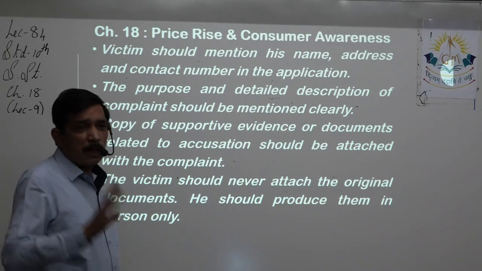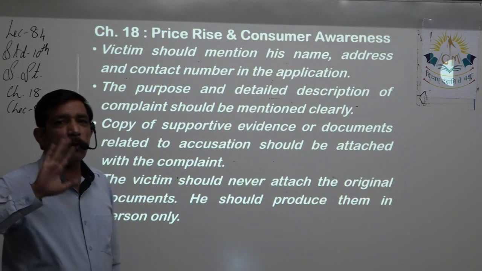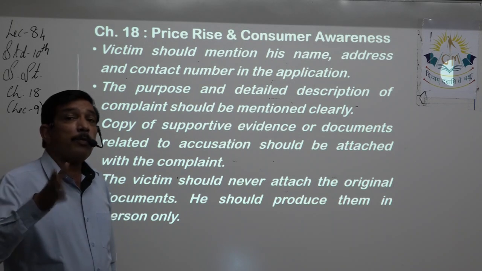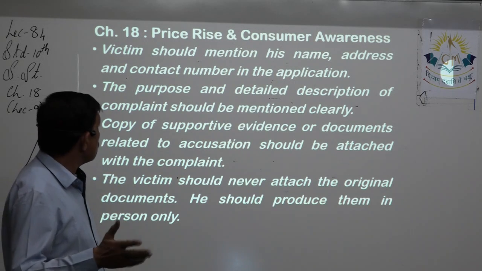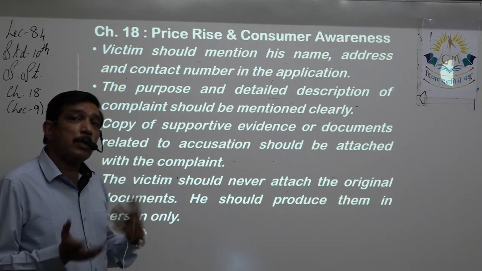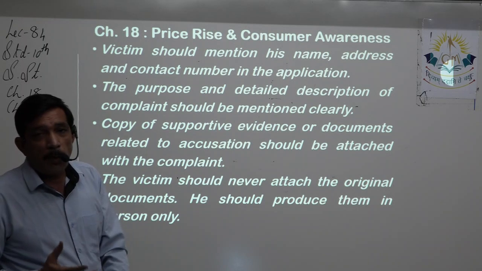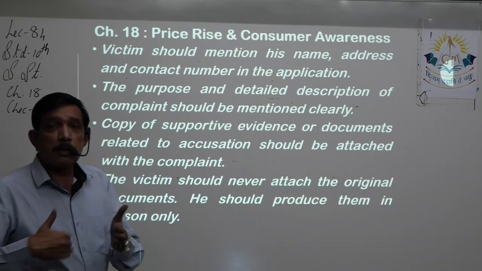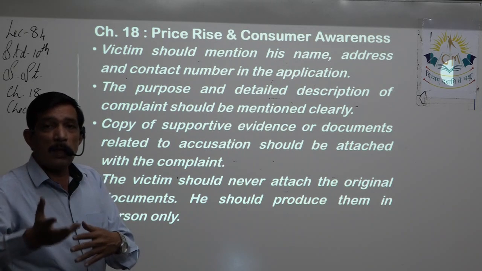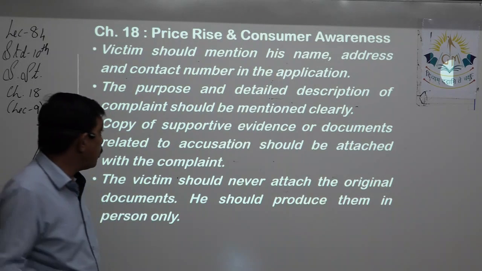The victim should mention his name. Everything should be clear: the date, name, address, contact number in the application, and the purpose and details. That means a description of the complaint. I have bought this, and all the details should be there. Yes, I used it for 4 months and then this problem happened, and this is the date I approached the dealer. Again, I approached. This is the email I sent him. So you should have all the proof with you.